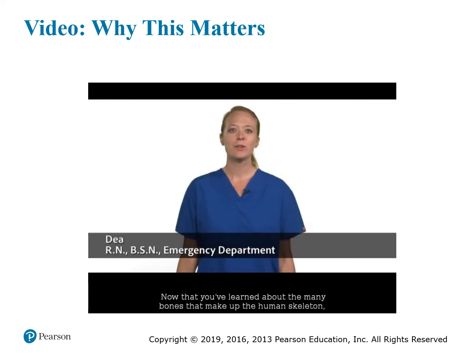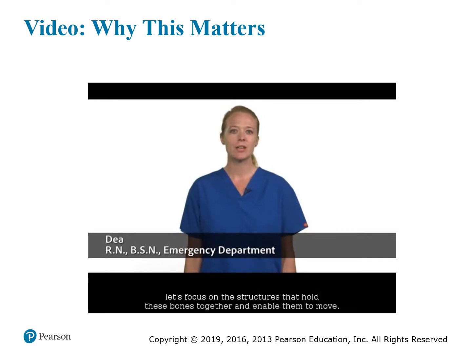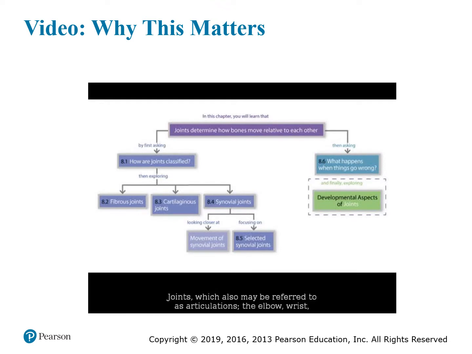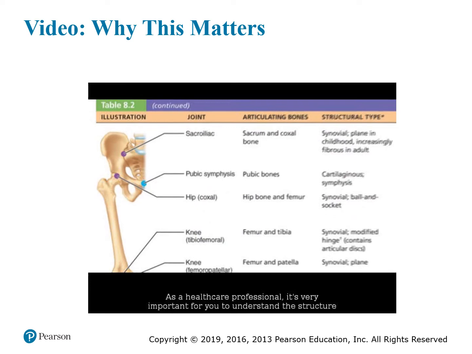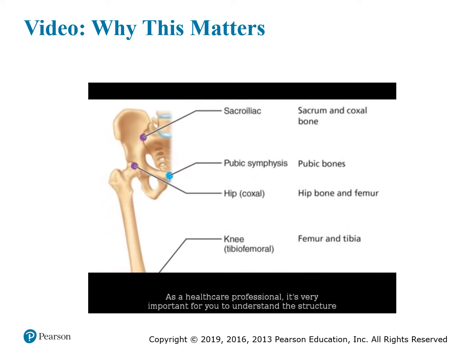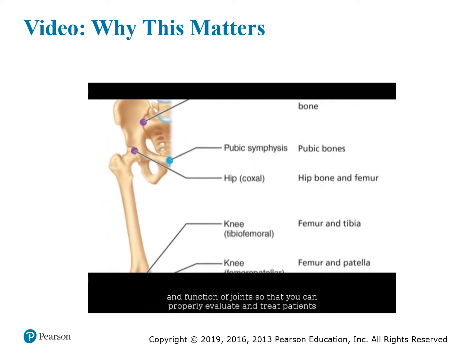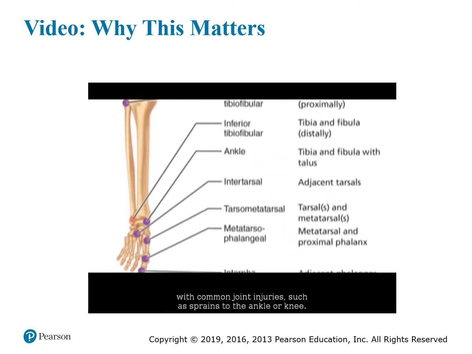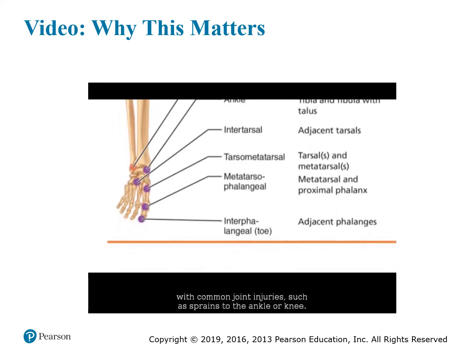Now that you've learned about the many bones that make up the human skeleton, let's focus on the structures that hold these bones together and enable them to move, joints, which also may be referred to as articulations. The elbow, wrist, ankle, and knee are all examples of joints. As a healthcare professional, it's very important for you to understand the structure and function of joints so that you can properly evaluate and treat patients with common joint injuries, such as sprains to the ankle or knee.